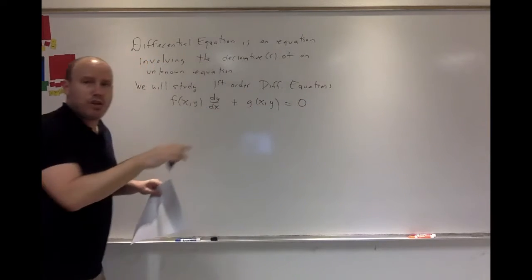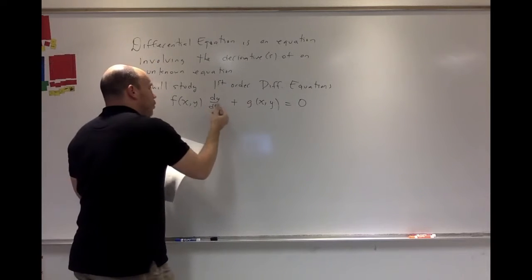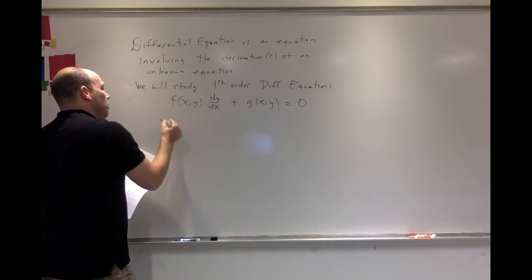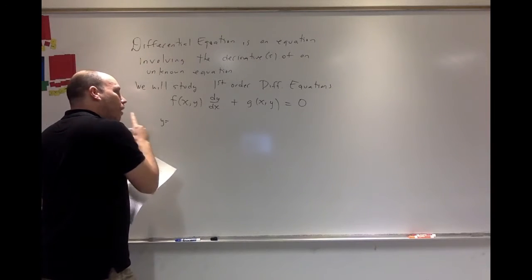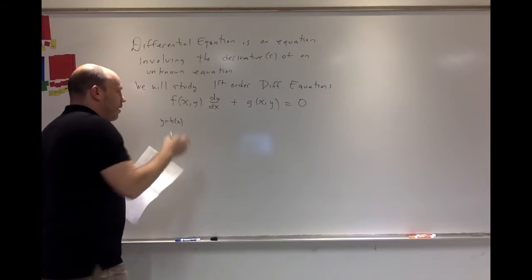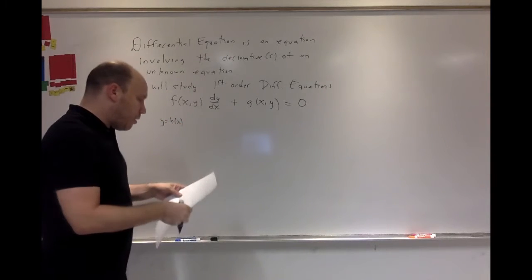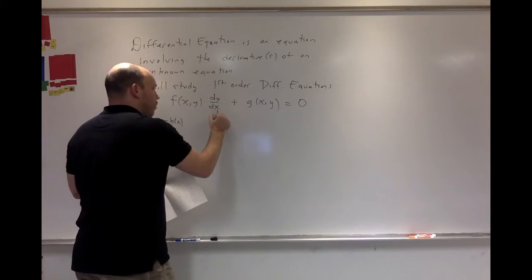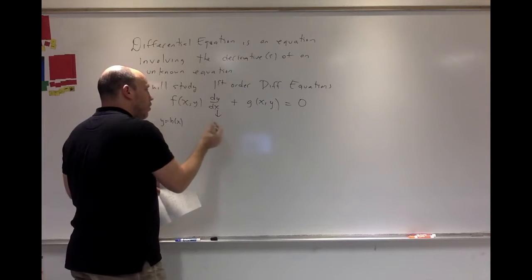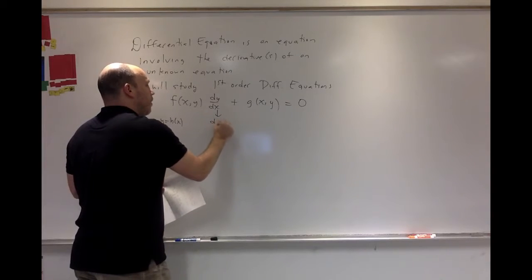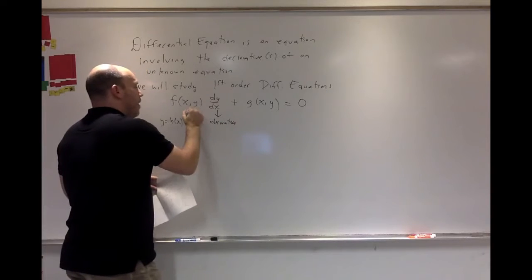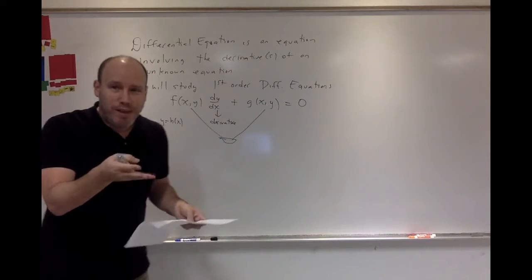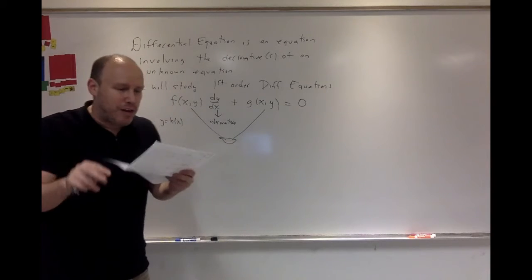So what is this notation? Well, the idea is there's some y, and it's like a function of x. That's the idea. And so this is the derivative of that function, right? This is the derivative. Okay, and this f of x y and this g of x y are just other functions with the x's and y's in some weird combination.